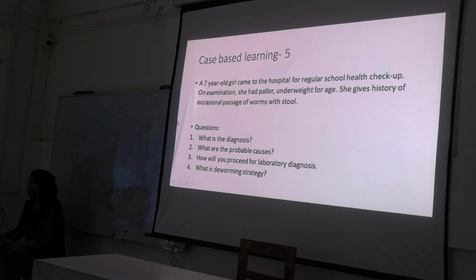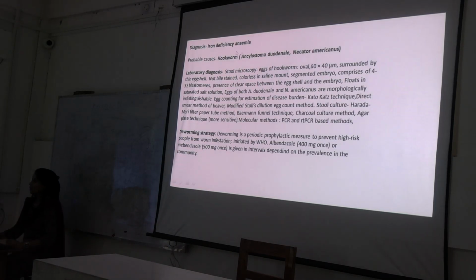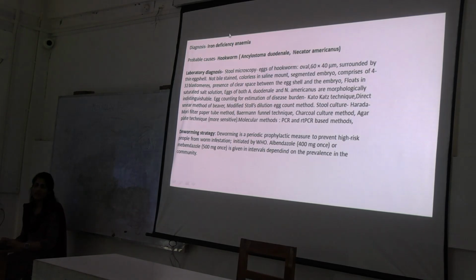Okay. Then what was the diagnosis here? Iron deficiency anemia. She had pallor, she was underweight and malnourished. Probable cause could be hookworm, Ancylostoma duodenale or Necator americanus. What will you perform here? The mainstay of treatment will remain to treat the causative parasite and replenish the iron sources in the body.